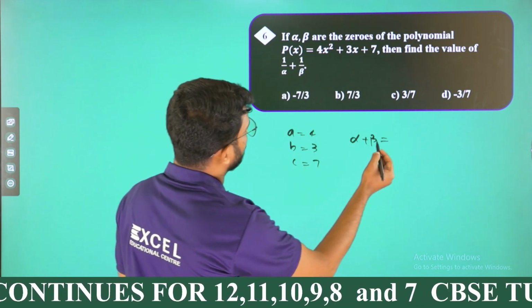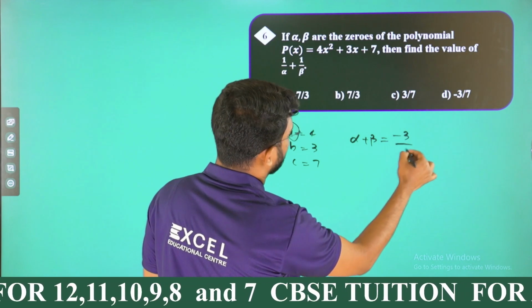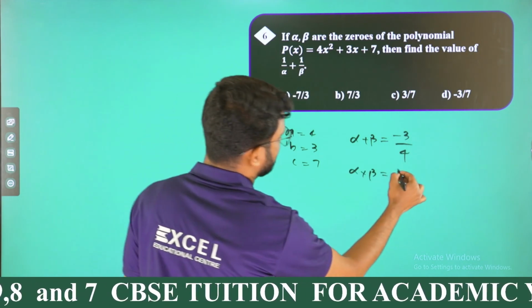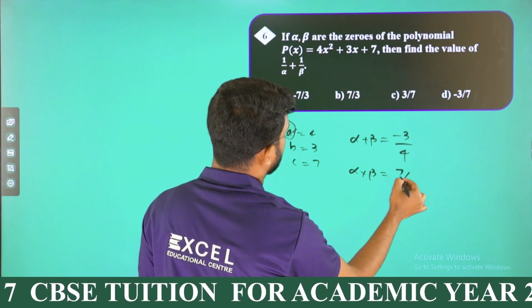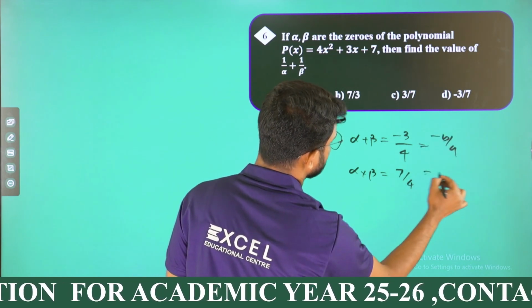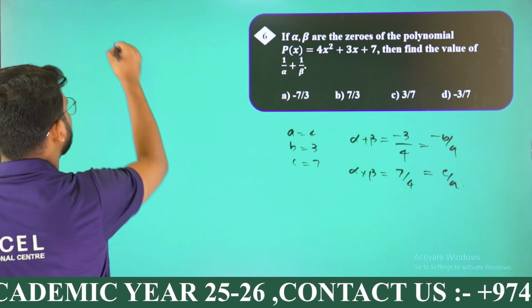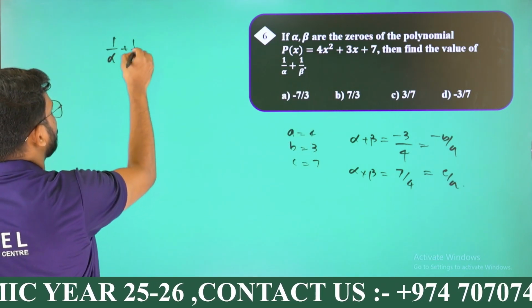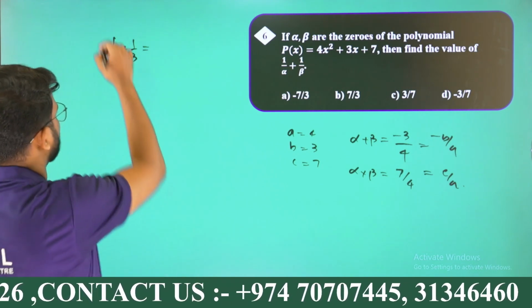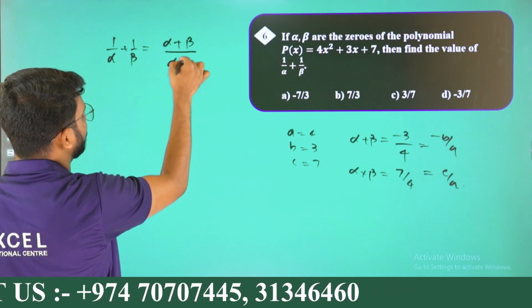So minus b by a we can write as minus 3 by 4, and alpha into beta becomes c by a. So c by a is 7 by 4, which is minus b by a, and which is c by a. Okay. Then what we have to find? We have to find 1 by alpha plus 1 by beta, right? 1 by alpha plus 1 by beta. We can cross multiply this one. Then it becomes alpha plus beta by alpha beta, right?